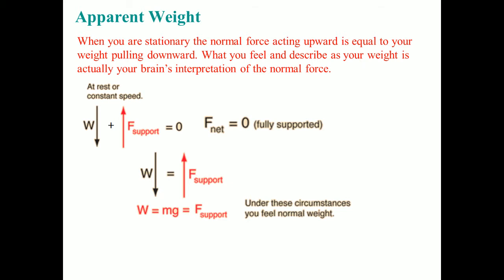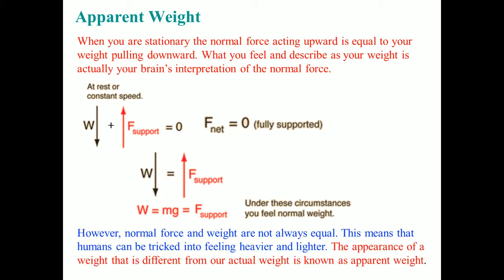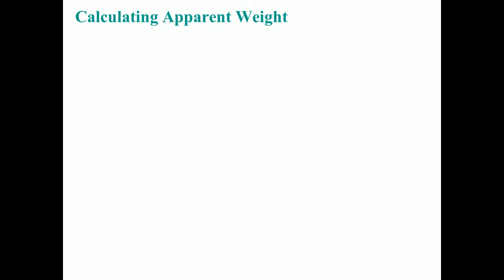However, normal force and weight are not always equal. This means that the human can be tricked into feeling heavier or lighter. The appearance of a weight that is different from an actual weight is known as the apparent weight. Let's calculate the apparent weight.